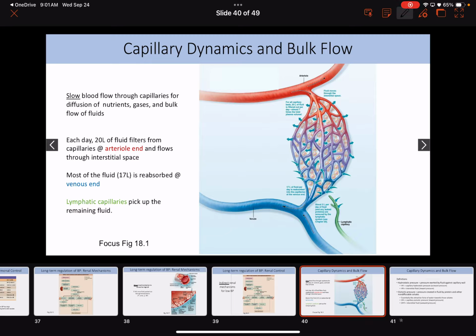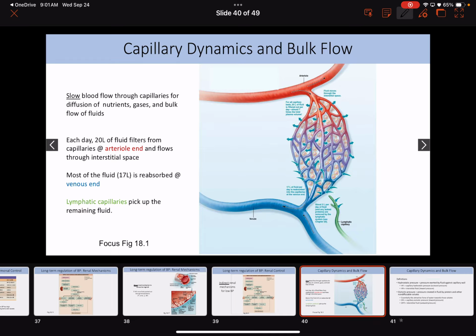So we're going to talk about exactly what pressure changes and osmotic changes occur to make this happen, to make things flow out on the arterial side and then flow back in on the venous side. So each day, 20 liters of fluid filters from the capillaries at the arterial end and flows through the interstitial space. Most of that fluid, about 17 liters of that fluid, is reabsorbed on the venous end.